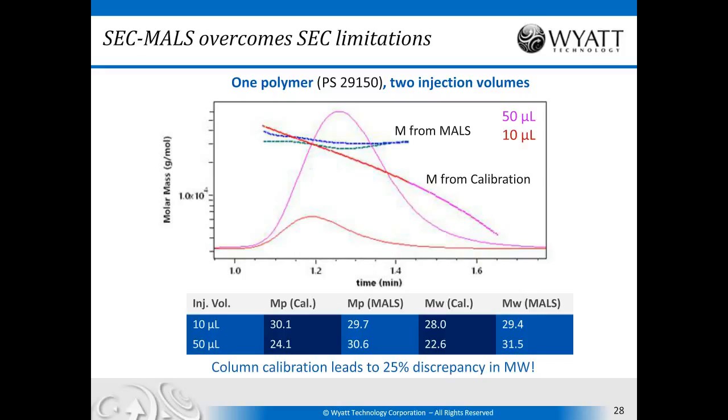The light scattering shown here shows that, in fact, you do have the same molecular weights, whereas the column calibration would show that you have different molecular weights. And that's reflected here in the table. So these are the peak molecular weights for the two determined by column calibration, quite different, versus by multi-angle light scattering, the same.